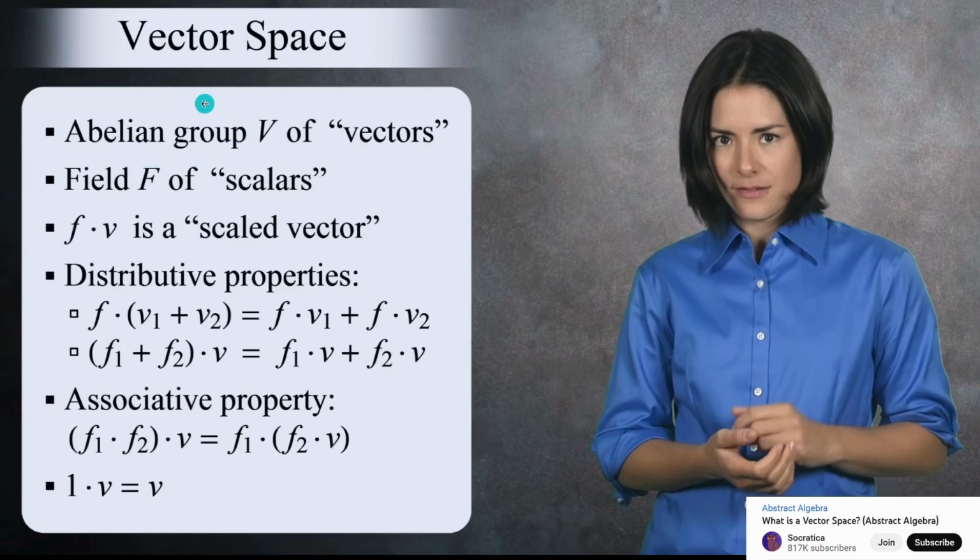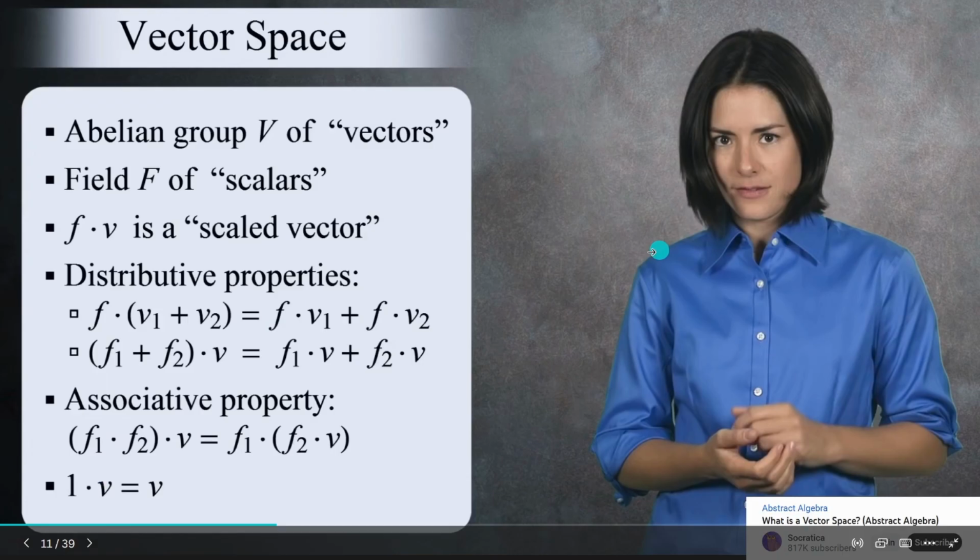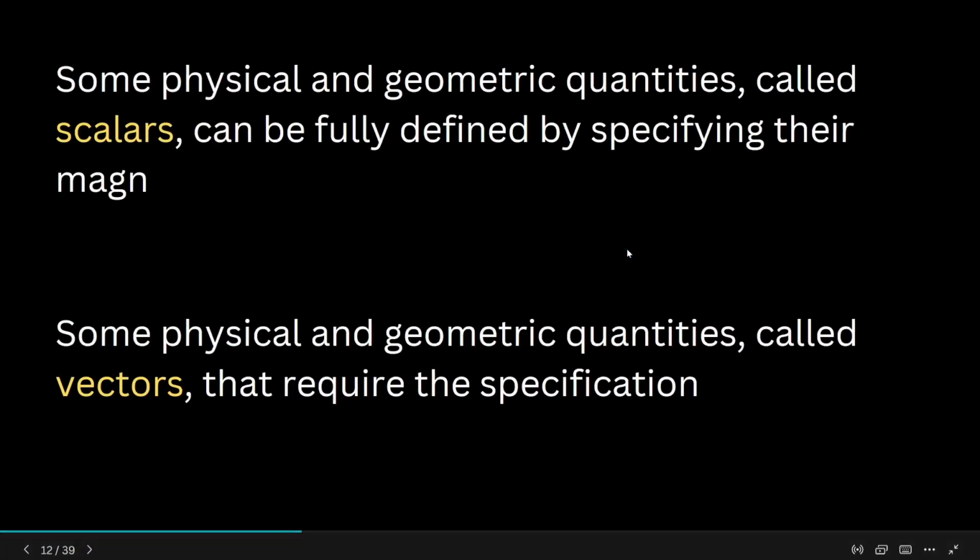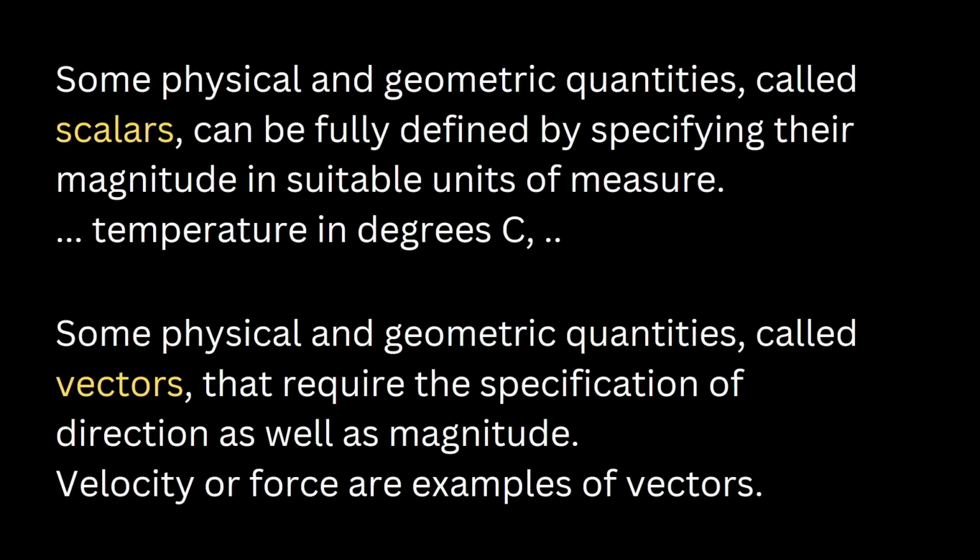You see here, you have algebraic elements, an abelian group of vectors, a field, a very specific algebraic expression of scalars, a scaled vector. You have distributive property, associative property, and you have a specific element. Now, coming from physics, a lot of people have a kind of mind and they imagine vectors as specific elements in space. Okay, let's take this picture, why not?